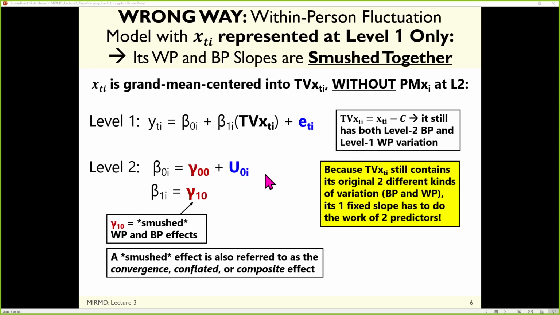Can you give a real life example of what that would look like with what's happening here? If I were predicting some kind of health outcome from time-varying stress, and I just put in time-varying stress, centered it so that 0 meant something, and I fit a single slope for it, then I would say that the effect of being more stressed than other people is the same as the effect of being more stressed than usual.